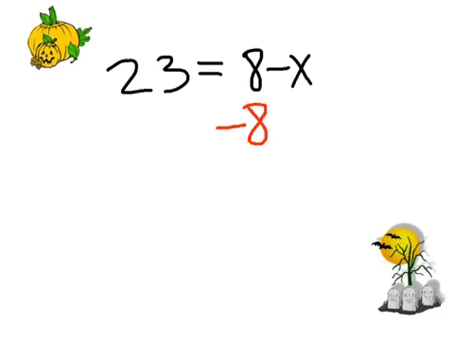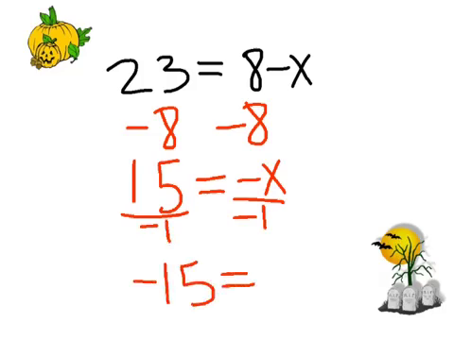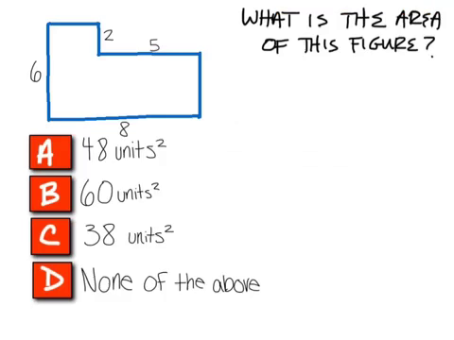For the bonus problem, we want to subtract 8 from both sides. We get 15 on this side, and we have negative x. Remember, you can either move your x to the opposite side and move 15 to the other side, or divide by negative 1. It'll give you negative 15. Alright, OGT problem. Go ahead and bring it up and drop it off.